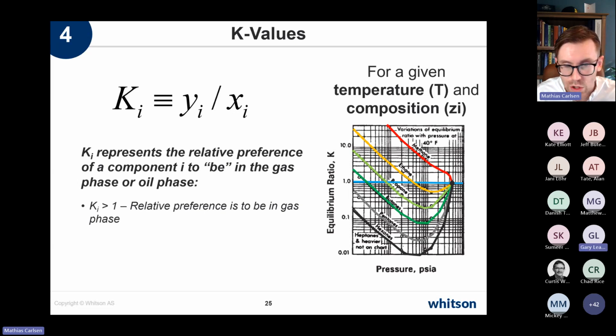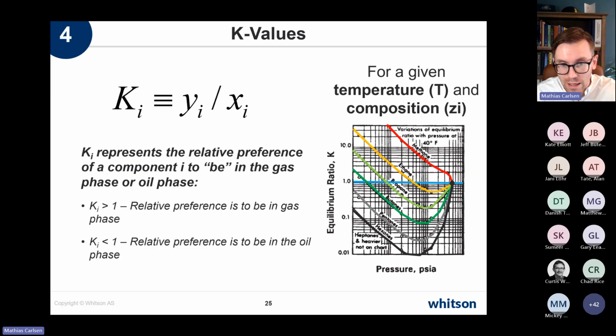So if the K value is larger than 1, the relative preference is to be in the gas phase, typical for methane, etc. If you look at the plot to the right out of the SPE phase behavior monograph that Curtis wrote around 2000, methane likes to be above the line here in blue, which is 1. And if you're a very heavy component, let's say here we're dealing with hexane, that's a heavier component, and you see that it likes to be below 1. So the relative preference is to be in the oil phase. And that will be different for the different components at different temperatures and pressures.